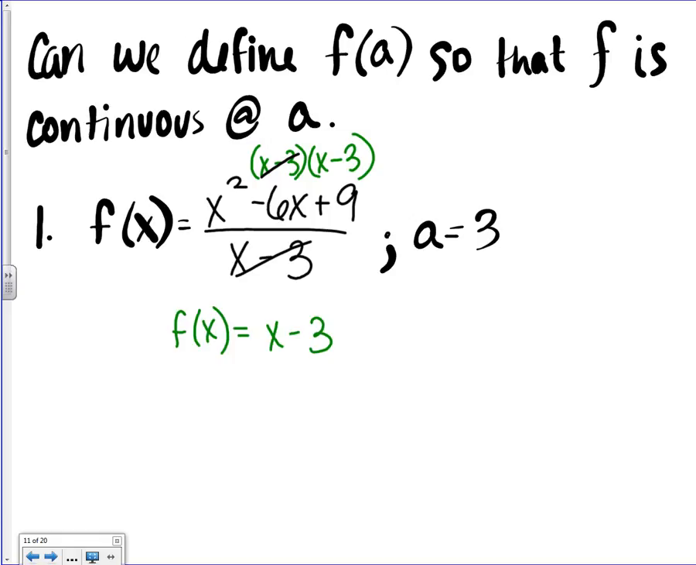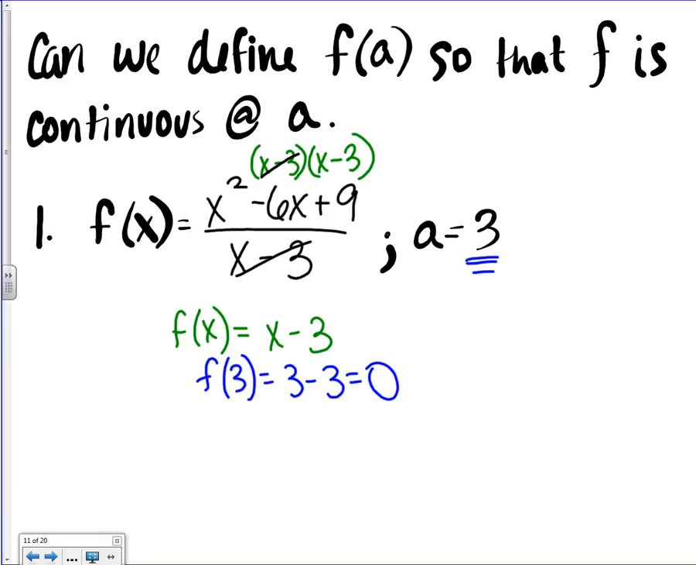Well, notice that my domain error canceled out, and that produced a hole. So in order for me to make this thing continuous, I need to fill in the hole. The question is, for what value does that hole need to be? Well, if you put the 3 that we're looking at in, you will see that it would need to be 0 in order to fill in that hole.